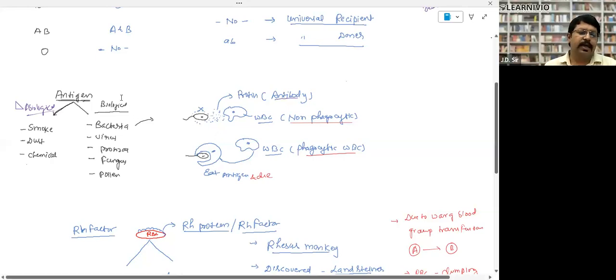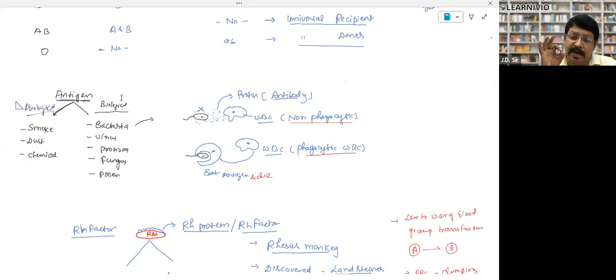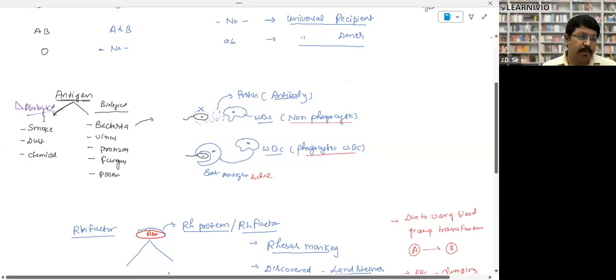So antigen is any kind of chemical, any kind of substance which is not part of the body, that enters inside the body and triggers the defense mechanism of the body. Antigen may be of two types: abiotic or biotic. Abiotic: if you have an allergy to smoke, smoke is an antigen for you. Dust, chemical. Biological: it may be bacteria, virus, protozoa, fungi, pollen grain, which are not part of our body.